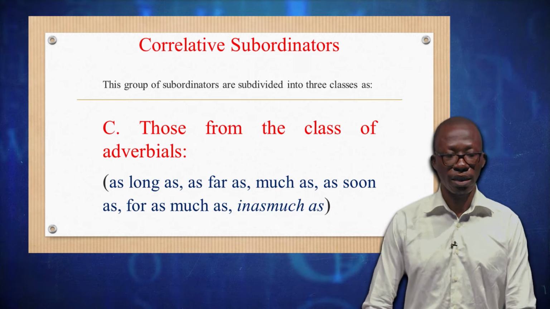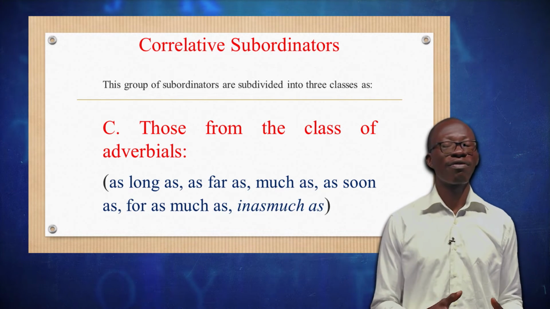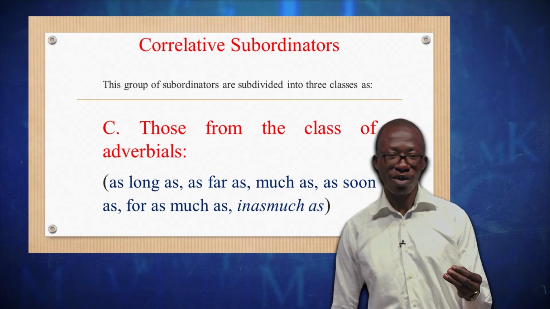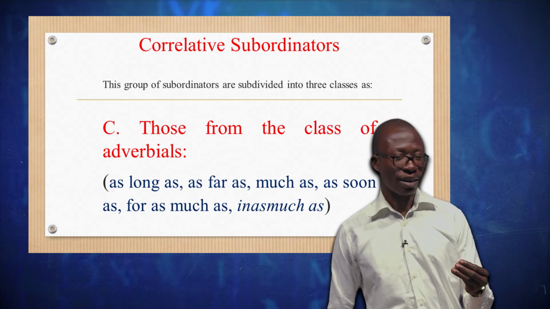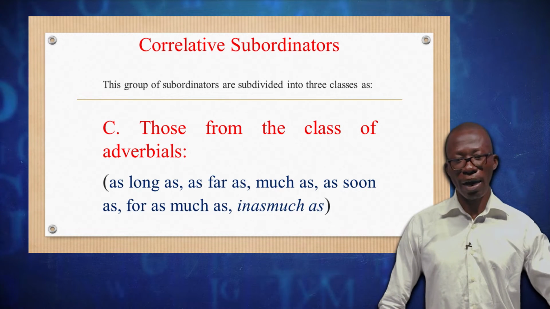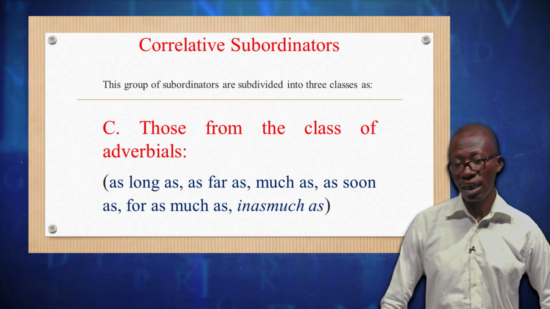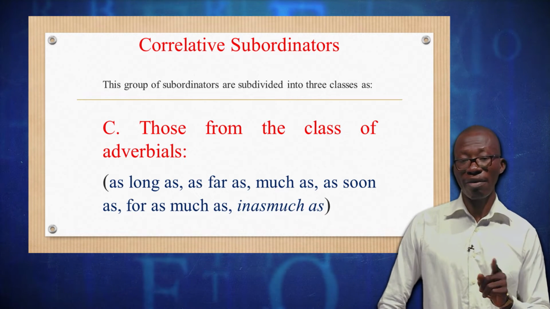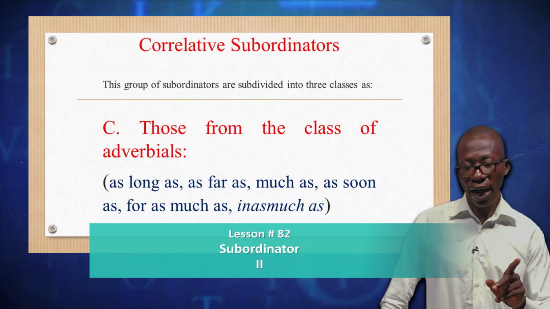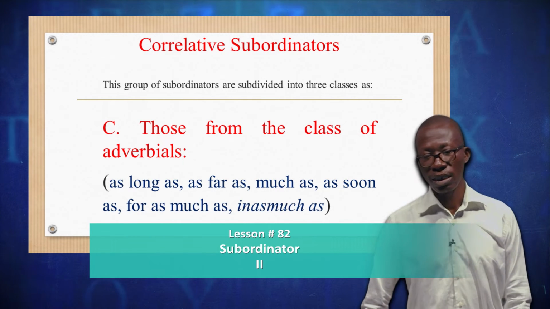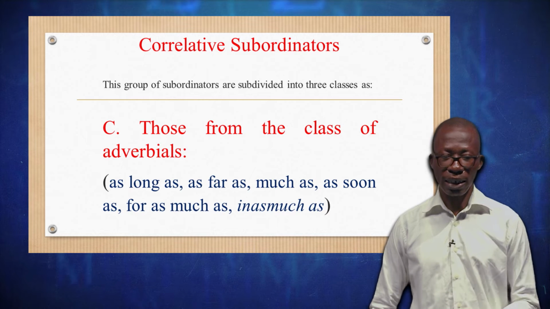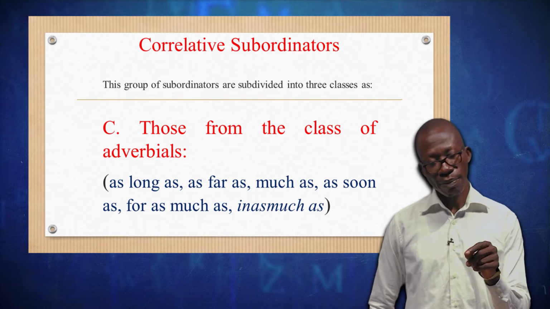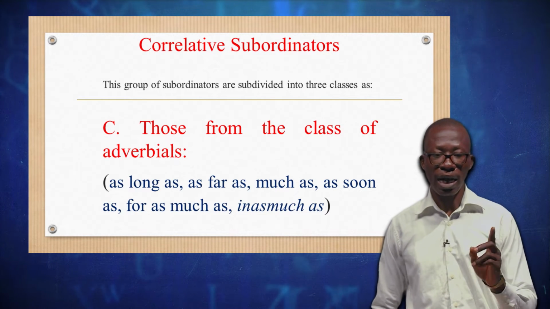Then we have C, the third class, those from the class of adverbials. So you realize that all these three categories are derived words that we derive from other word classes within the English language. The third one is made of words coming from adverbs. So they are adverbials. So we have as long as, as far as, much as, as soon as, for as much as, in as much as. Let's take a particular interest in the last one, in as much as.